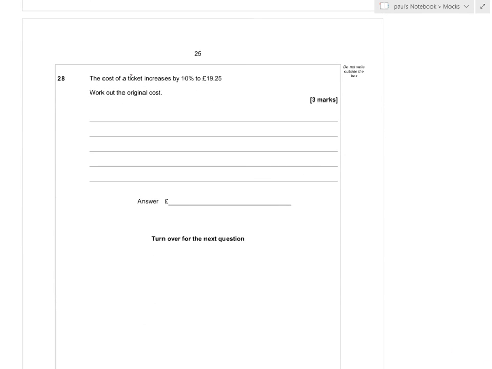The cost of a ticket increases by 10% to 19.25. So this is 110%. So if we take 19.25 divided by 110 times 100, we'll find out what the original price is. 19.25 divided by 110 times 100 is £17.50.